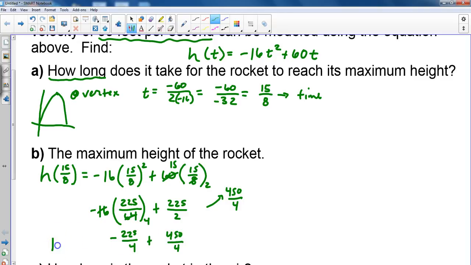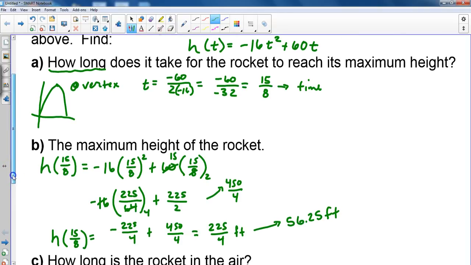So again, remember what we're trying to find. We're trying to find the maximum height and that happens at the vertex. So h of 15 over 8 is going to equal that. Simplify, and you get 225 over 4. That's in feet, and if we want to give an answer that's a little bit more reasonable to someone that was asking this question, we would divide 225 by 4. That's going to give us 56.25 feet. So that's going to be the maximum height of this rocket. On to the next question.